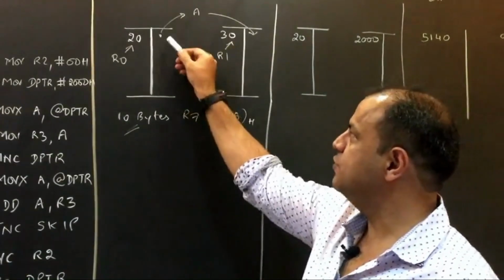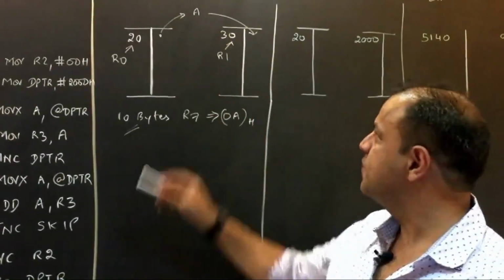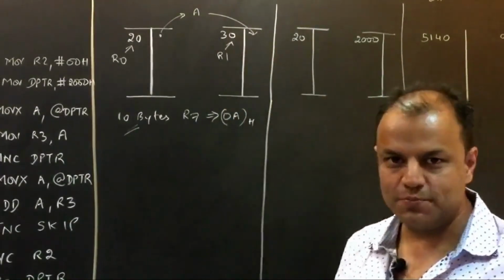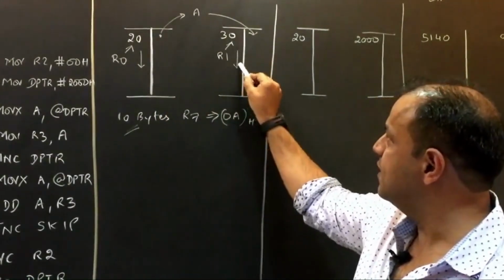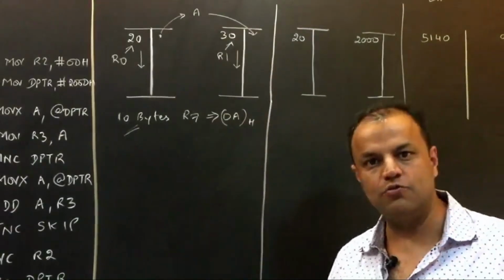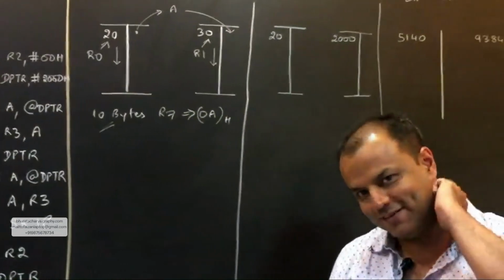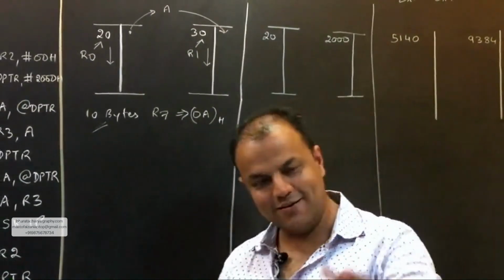Now, using R0 as a pointer, get the data in A. Store the data at the location pointed by R1. Increment R0. Increment R1. Put the procedure in a loop. You are done. Please tell me, did you understand? Come on, let's start. Don't be scared.